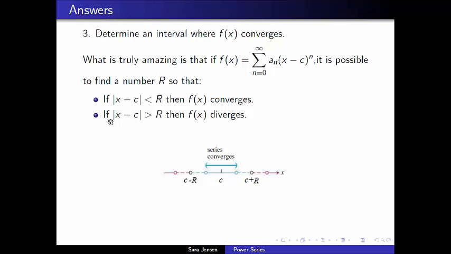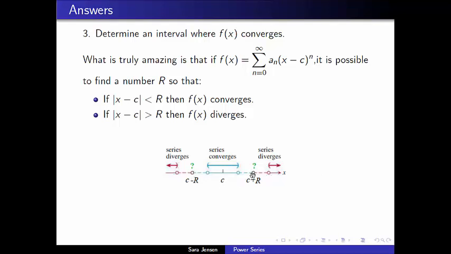Conversely, if I'm looking at the distance between the x value that I'm plugging in and the center of the series, and that distance is greater than R, then our series is going to diverge. And so we'll have this behavior, divergent series, for anything that is this far away from our center in either direction. And last but not least is the question of what happens when that distance is precisely equal to R.